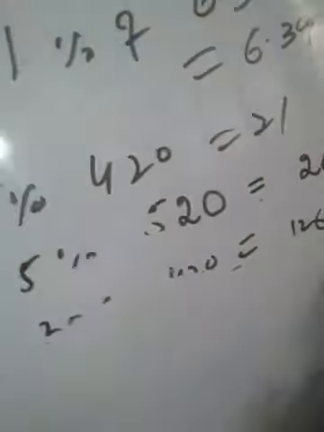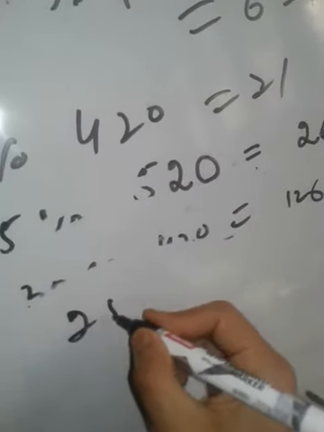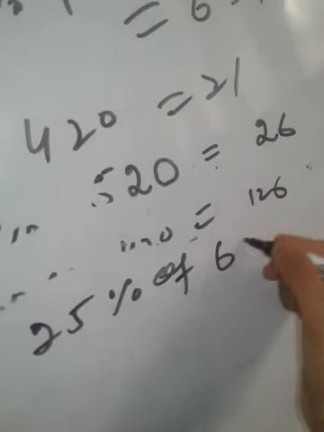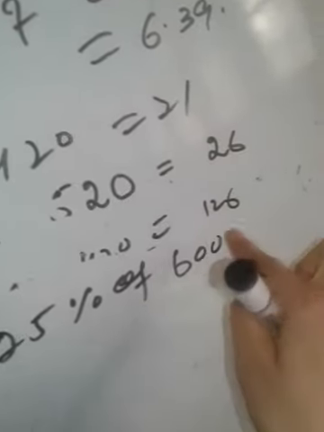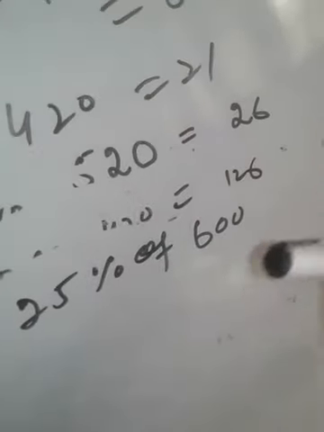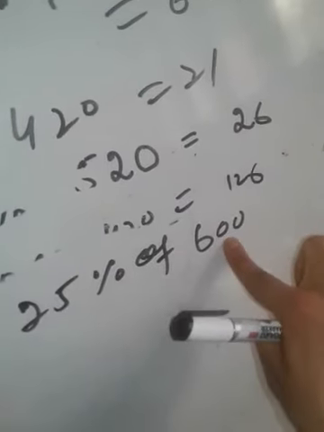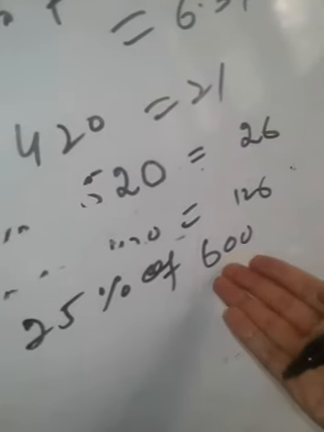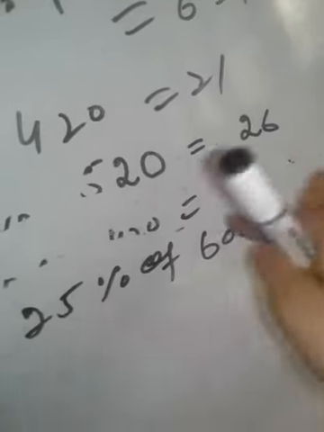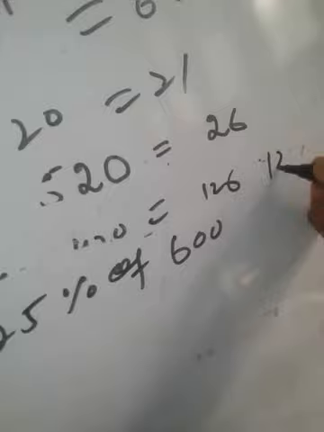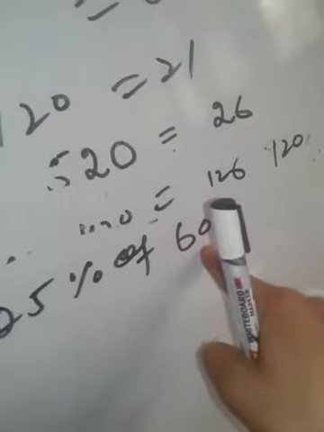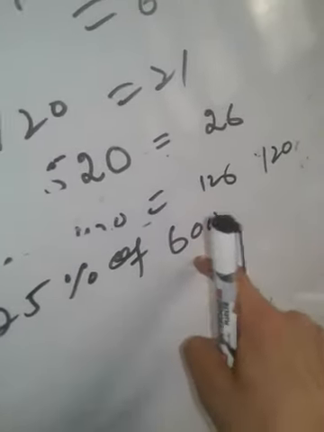Again, for example, if you need to find 25% of, suppose, 600. Simple. What is 10%? Don't use pen and paper. Just have a look. What is 20%? 10% is 60, so 20% is 120. And what is 5%? Half of 10%. If 10% is 60, what is 5%? It is 30.